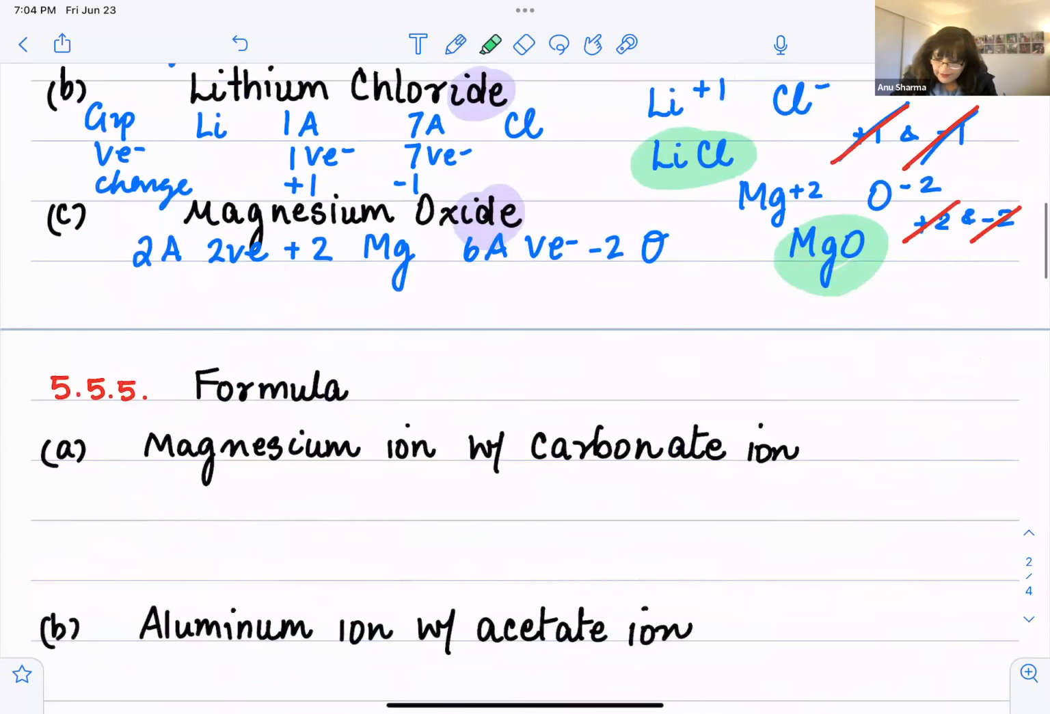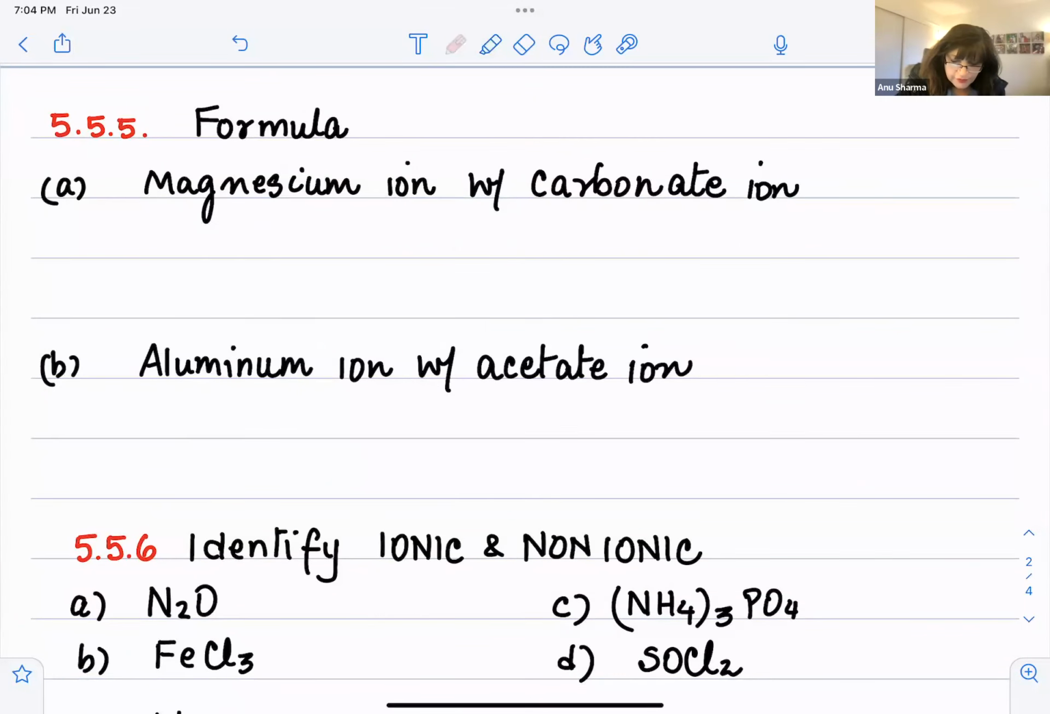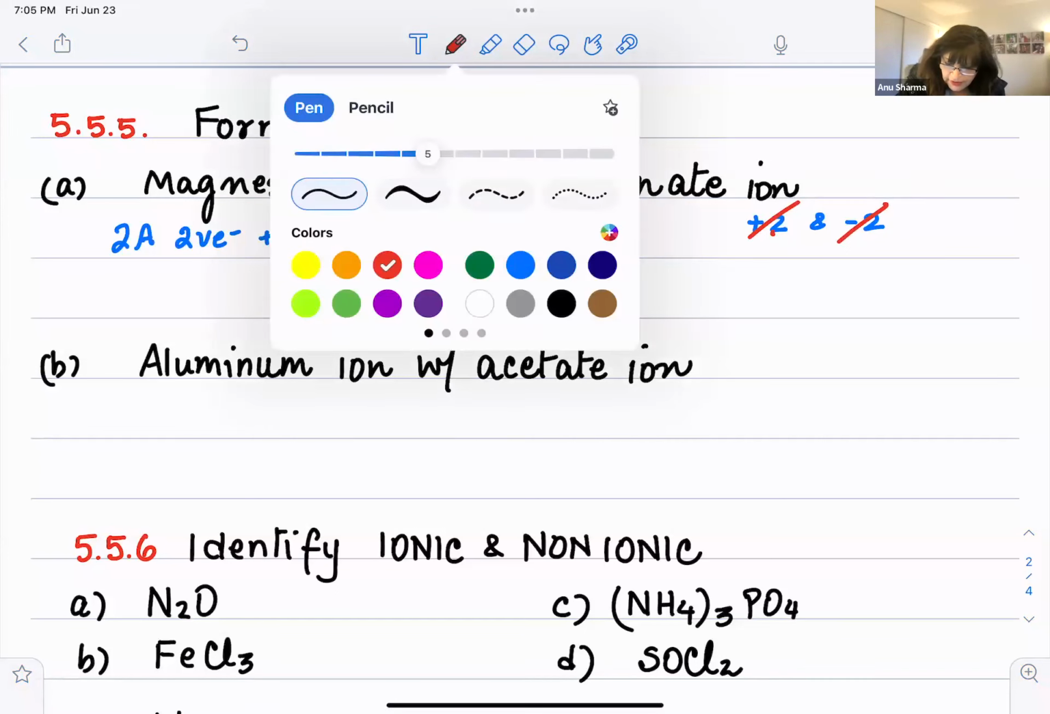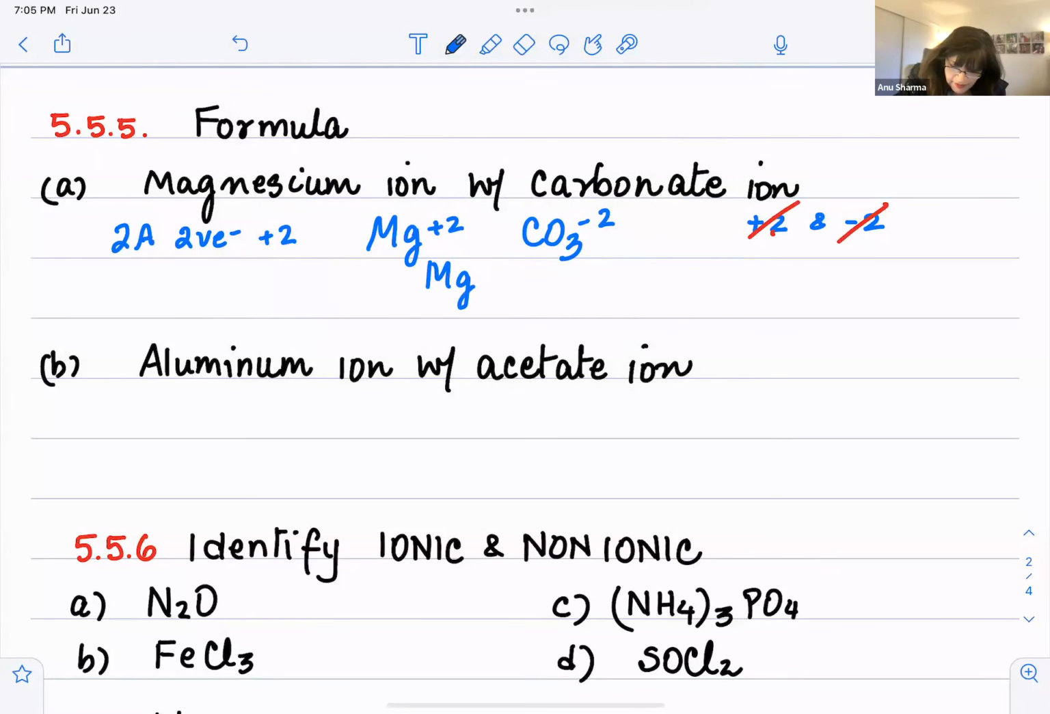Okay, all right. Next is the formula of magnesium with carbonate. Now we are looking at a polyatomic ion. This is something you have to memorize. Carbonate is CO3 -2. And magnesium is in group 2A, 2 valence electrons, charge is +2. So we are going to write down here magnesium +2 charge. Same story, +2 charge and -2 charge cancel out. So what will you do here? You are just going to write down MgCO3 and that's it. That's the answer.